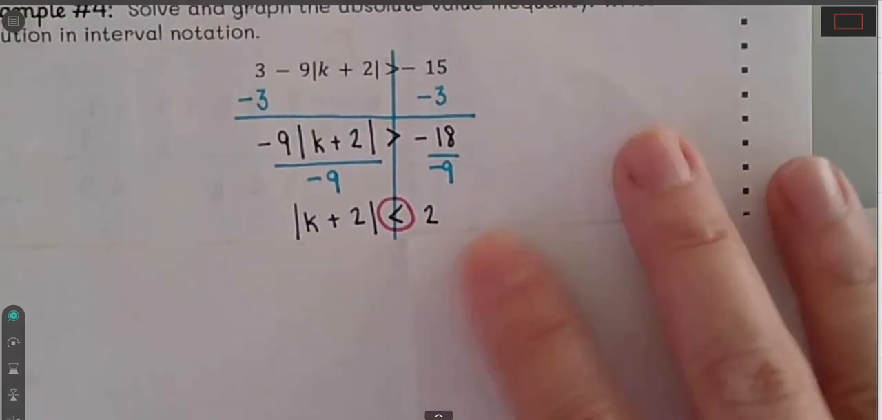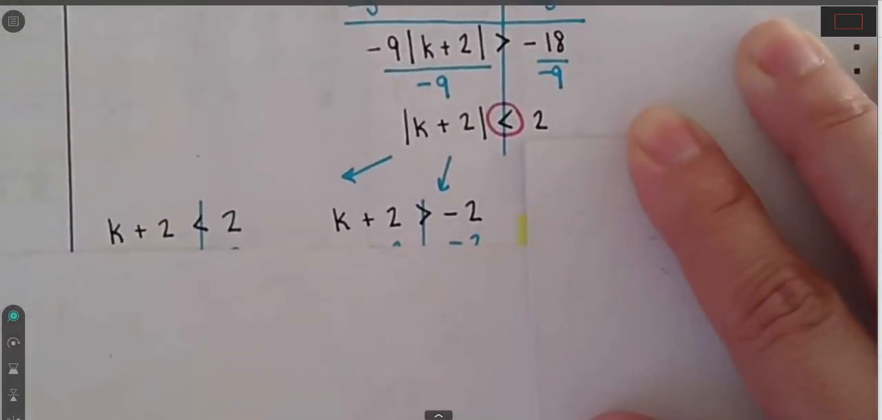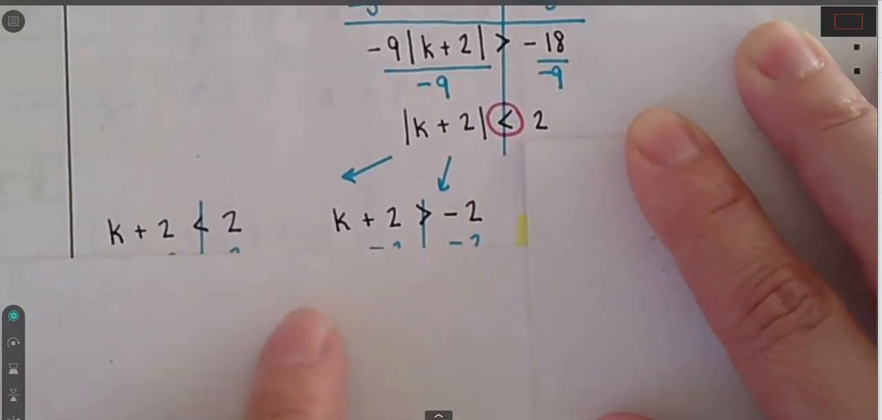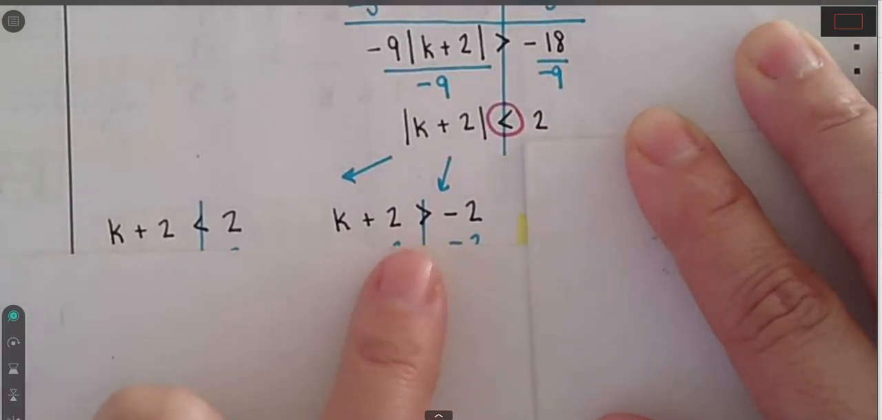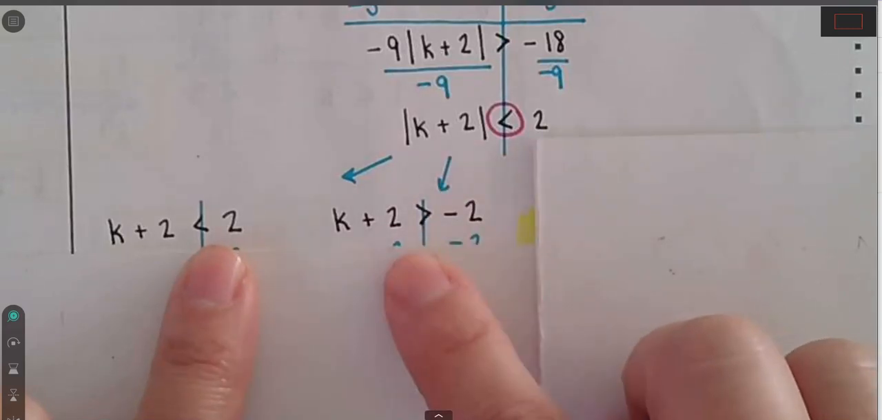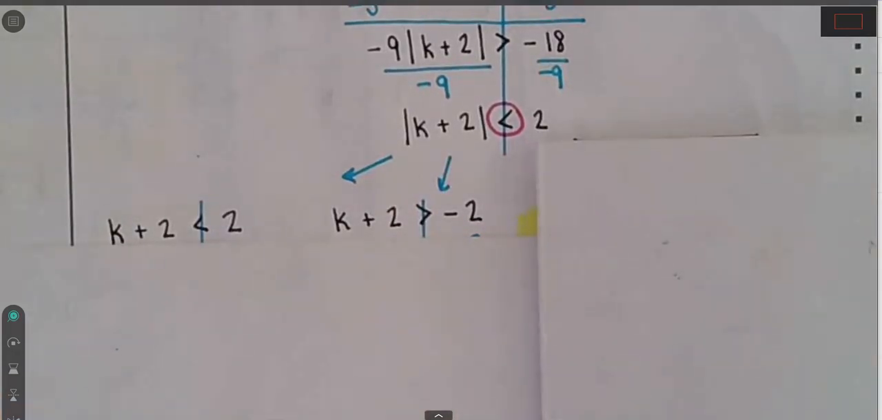With an inequality, same thing, except now when you split, you're going to get k + 2 is less than positive 2, and k + 2 is greater than negative 2. So you have both the positive and the negative, but the negative is going to have a flipped sign. So you split it, you have 2 and negative 2. The negative counterpart, you're going to flip the sign.